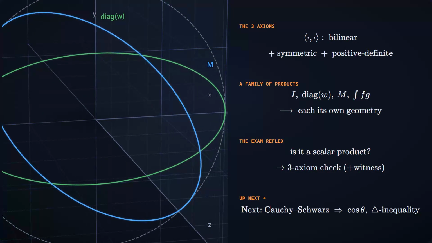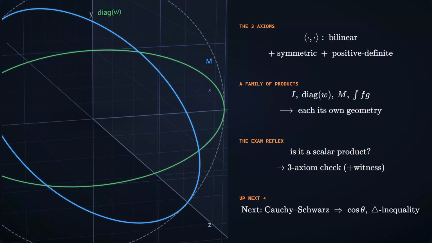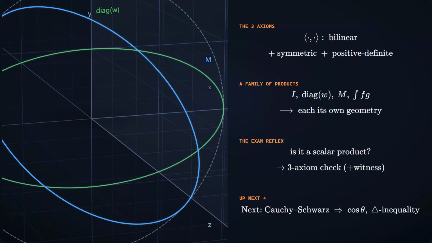That's the scalar product, and the norm it hands you, three axioms, one whole idea of geometry.